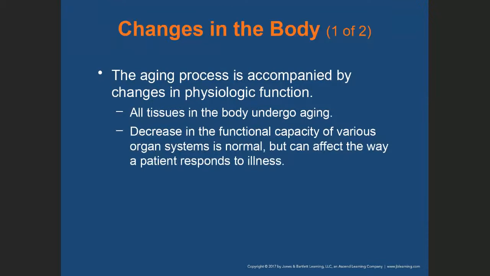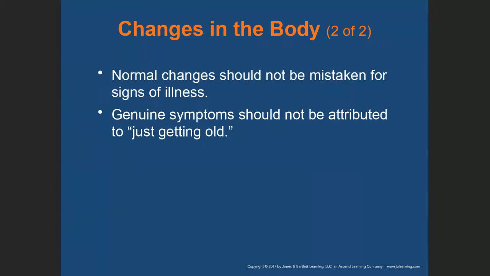Now let's look at some changes in the body as a result of aging. The aging process is accompanied by changes in physiologic function. All tissues in the body undergo aging. Decrease in functional capacity of various organ systems is normal, but can affect the way a patient responds to illness. Normal changes should not be mistaken for signs of illness. Genuine symptoms should not be attributed to just getting old.